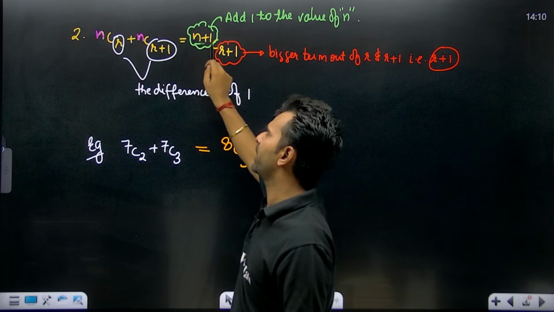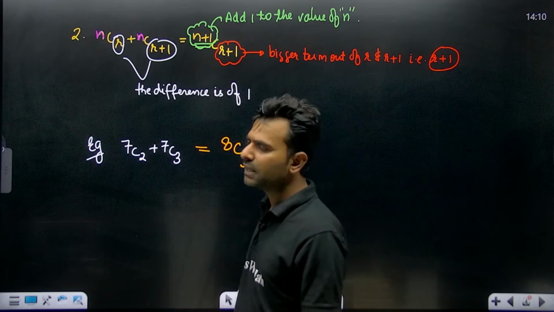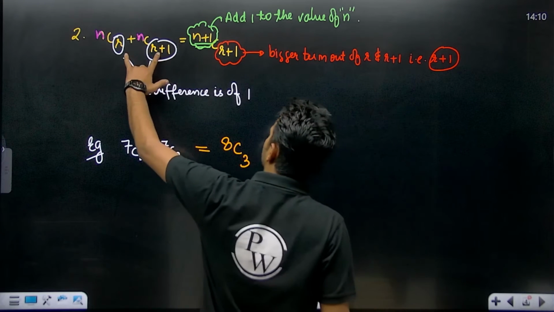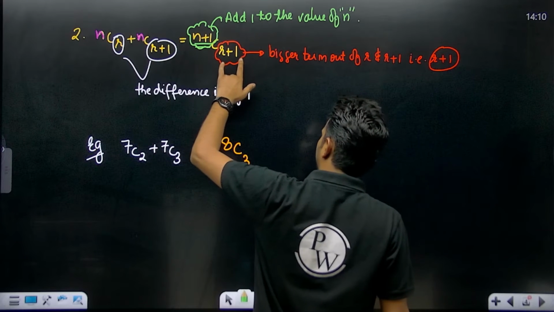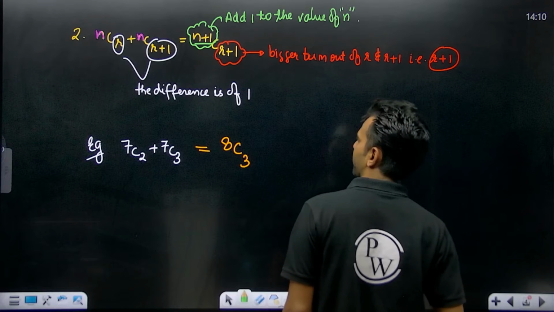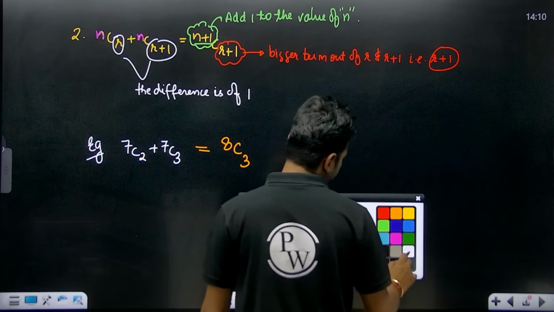This says that over here we're going to write down one bigger term, that is 7 plus 1, that is 8, and out of these two, whichever is bigger, that number is what we write down over here. So out of 2 and 3, which one is bigger? 3 is bigger, so that's why we have written 3. Okay, let's take more examples based on this.